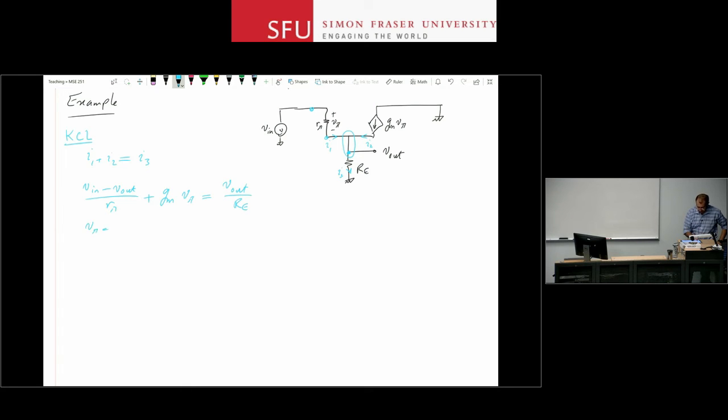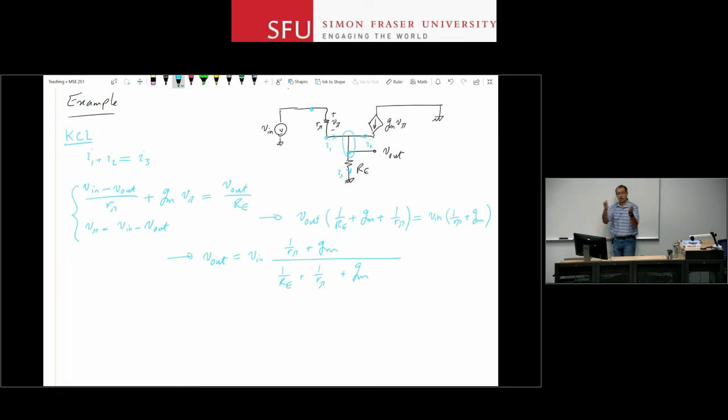Okay, and I already see in my circuit that V pi is equal to V in minus V out. So plug V pi into the equation above, and you can find a relationship between V out and V in. If I expand on that, it's just going to be V out times (1 over RE plus GM plus 1 over R pi). So I put all the V outs on the left side, equal to V in, and on the right side I have (1 over R pi plus GM). Okay, and then from here I can find V out as a function of V in. So V out is going to be V in times (1 over R pi plus GM) over (1 over RE plus 1 over R pi plus GM). Okay, and we now consider that circuit to be solved.